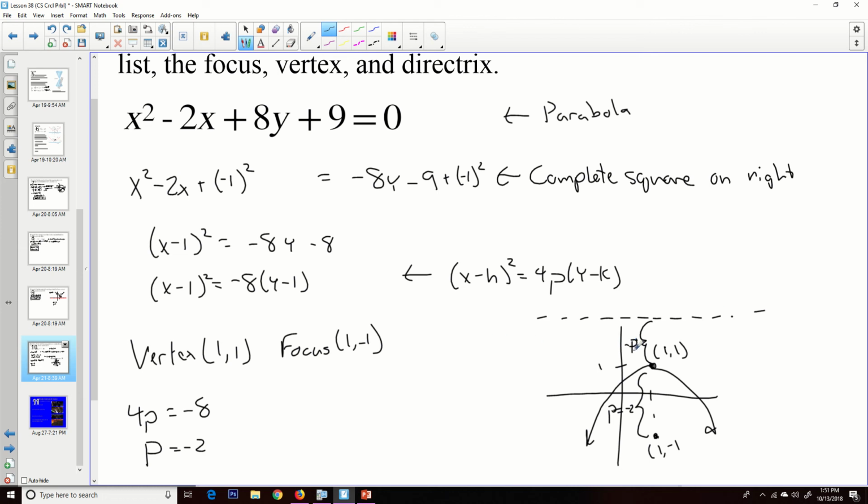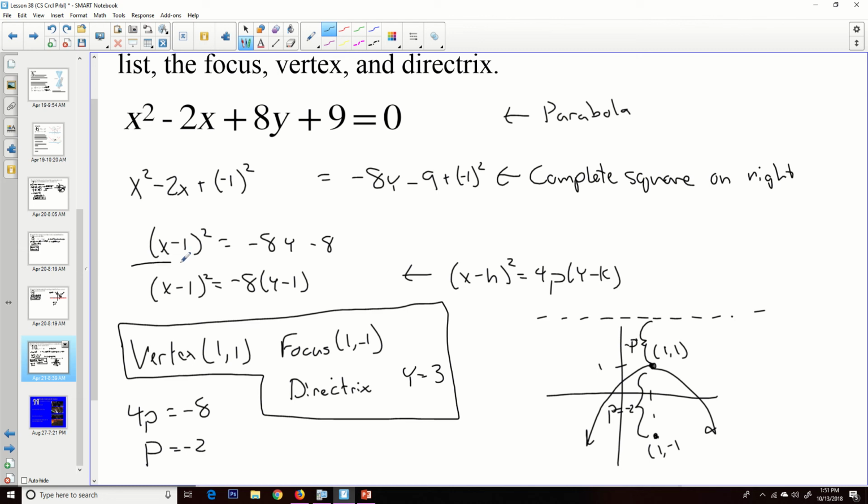And then this distance right here is -p to the directrix. So that -p right there to the directrix is 2 units, and so I go up 2, and if the y value here is 1 plus 2 more units, my directrix will be a horizontal line, so it's y equals, and then 2 units above 1 would be 3. And so there are all of the things that they have asked me to find.